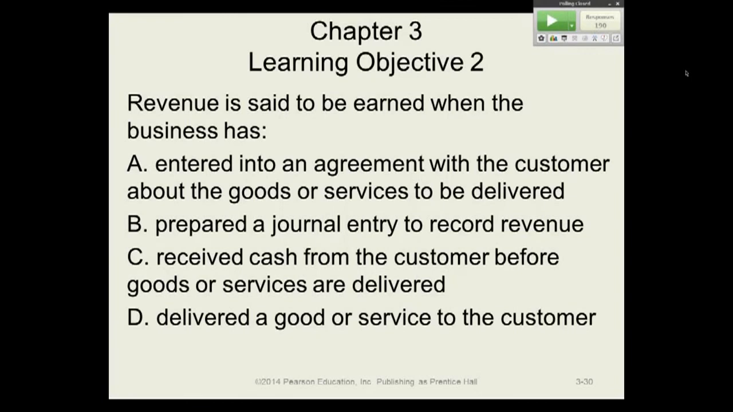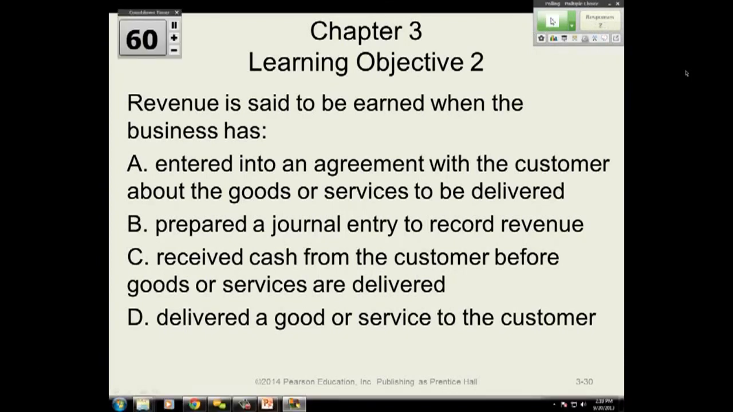Let's take this one. It asks: revenue is said to be earned when the business has either entered into an agreement with the customer about the goods and services to be delivered, prepared the journal entry to record revenue, received cash from the customer, or delivered a good to the customer. So let's see the best answer here. Okay, we'll wrap up with this. I just want to make sure you get a couple of things straight before you leave, so don't just jump up after this question.